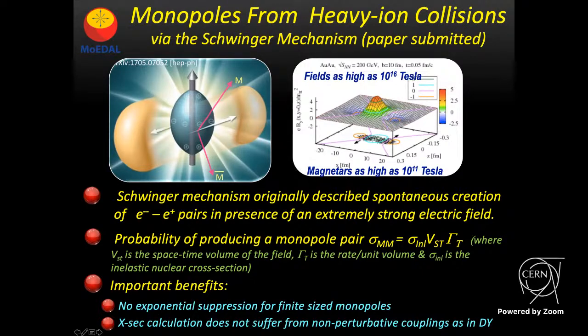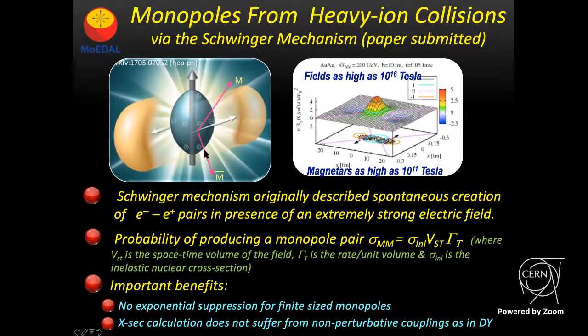Important benefits of this kind of search are that it's more like a barrier penetration effect. It's not like a Drell-Yan type production effect. So there's no exponential suppression for finite size monopoles. And also the cross-section calculation doesn't suffer from the non-perturbative couplings as does the Drell-Yan cross-section calculation. So this could be the first time we ever had the chance to see a magnetic monopole if it has finite size, because previously monopoles have always been assumed to be point-like. And when monopoles are finite size, then according to Drell-Yan the cross-sections could be quite suppressed and maybe not visible. But in this case, we don't suffer from that finite size monopole suppression.